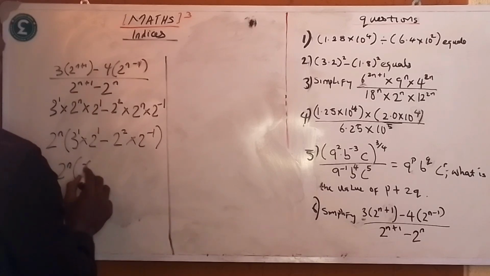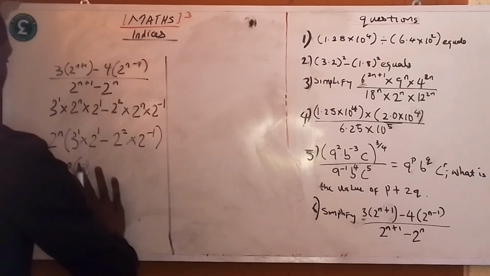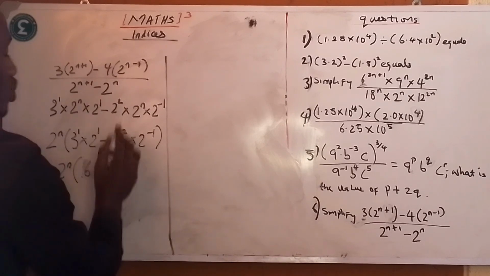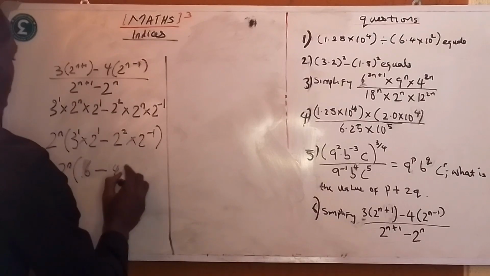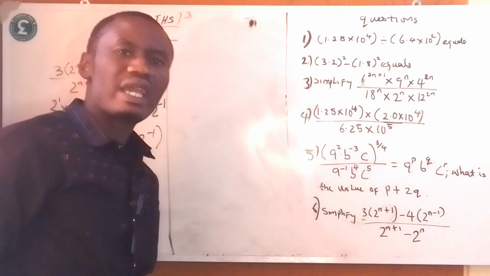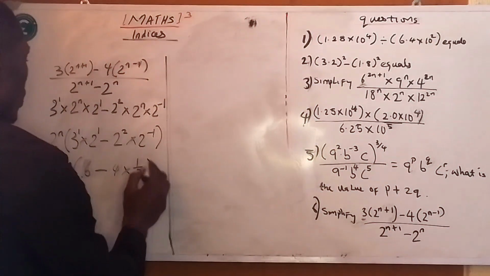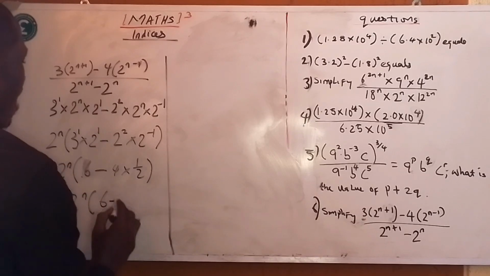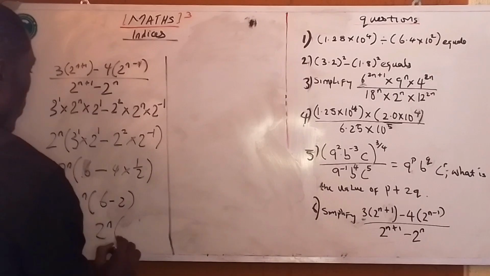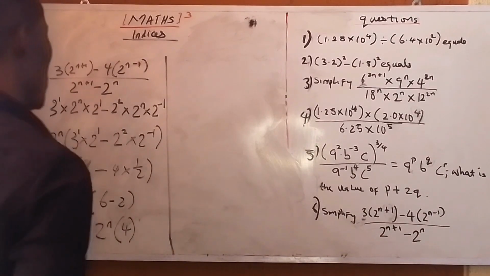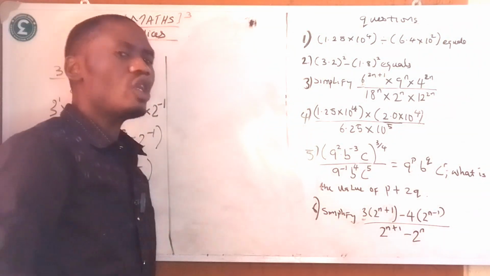3 times 2 is 6. So let's not waste time. This is 6 minus half. 2 raised to the power of 2 is 4, and then times 1 over 2, because 2 raised to the power of minus 1 is the same thing as 1 over 2 by the rule of negative index. So we have 2 raised to the power of n, open a bracket, 6 minus half of 4, which is 2. 6 minus 2 is going to give me 4. So we are through with the numerator.